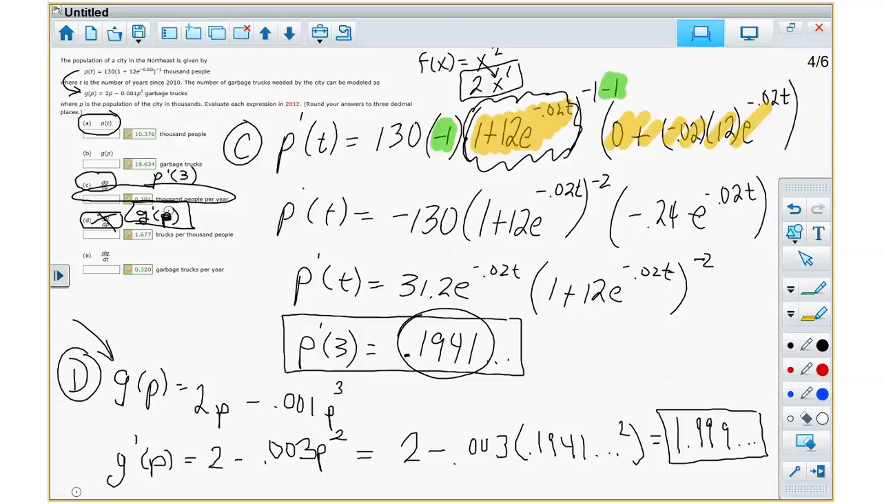Remember, read the question. What does the question say? The population of a city is this. The number of garbage trucks by population is this. So, to answer your question, whatever you get for the first equation, you're going to plug into the second equation. So whatever I got here, I plug in here. Does that help?